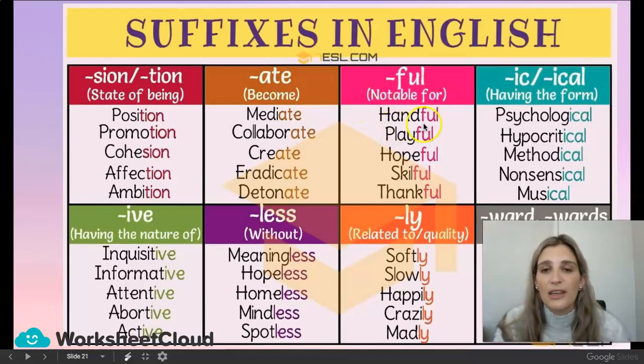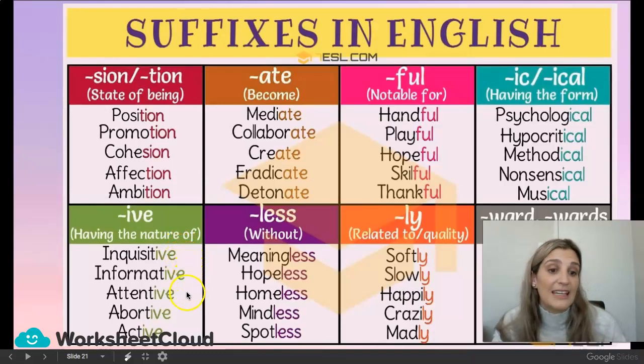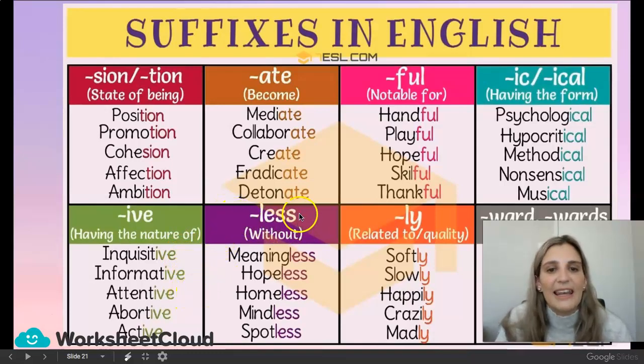So full, we're going to look at that as well. Handful, playful, hopeful. Then having the form of: psychological, hypocritical, methodical. Having the nature of: inquisitive, informative, attentive. Then less means without. So if something is meaningless, it's not full of meaning, if you know what I'm saying. Hopeless, homeless, that's awful. Mindless.